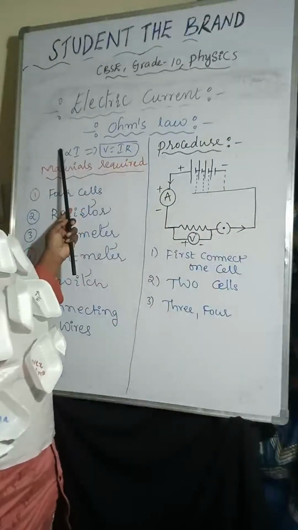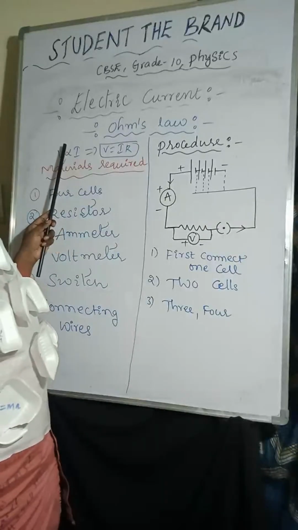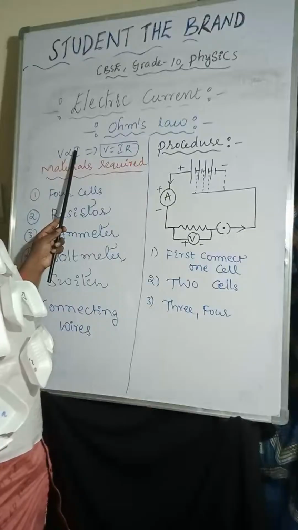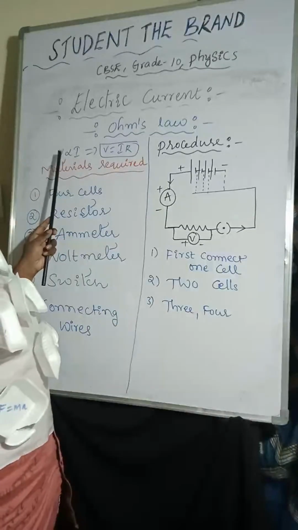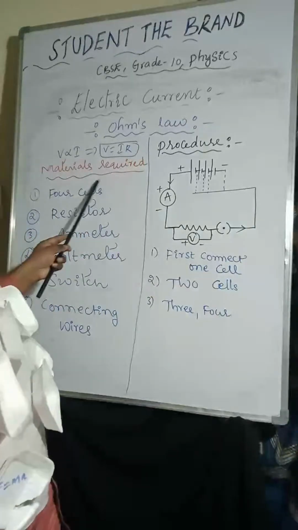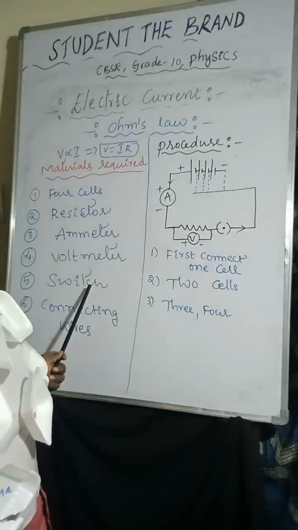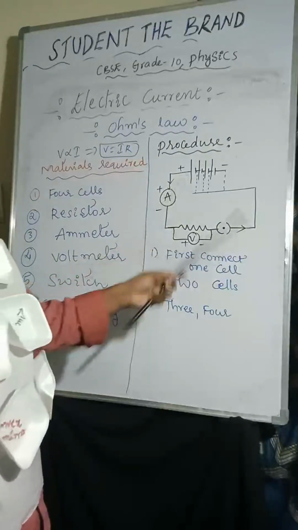Ohm's law: the potential difference across the ends of the given metallic conductor at constant temperature is directly proportional to the current flowing through it. V is directly proportional to I, V equals IR. Materials required: 4 cells, resistor, ammeter, voltmeter, switch, connecting wires.